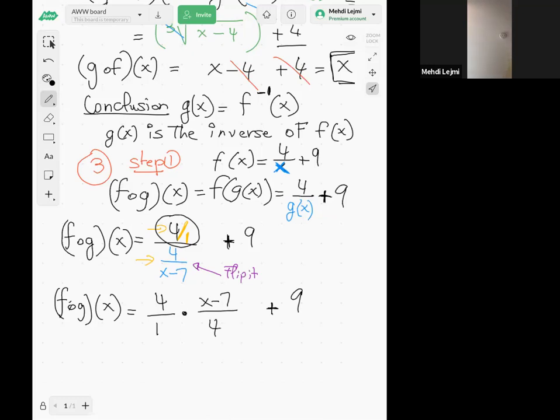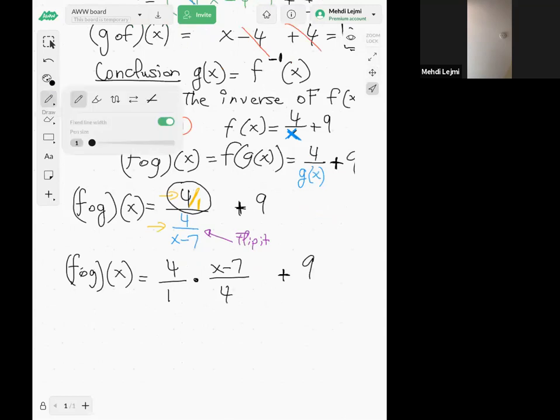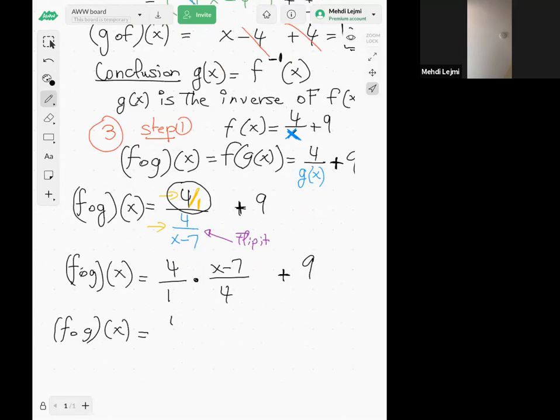Okay, and so then of course, this is multiplication of fractions. You multiply straight across. So this is f composed with g of x. It's 4 times the x minus 7. Don't forget the parentheses, right? It's 4 times the whole thing. So it's going to be the x minus 7 between parentheses. And in the bottom, we have 1 times 4, so it's 4. There's a plus 9 here.